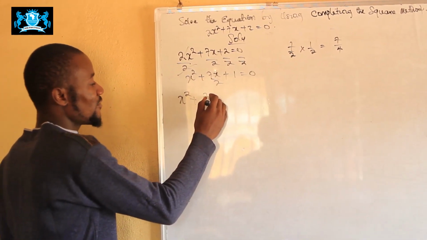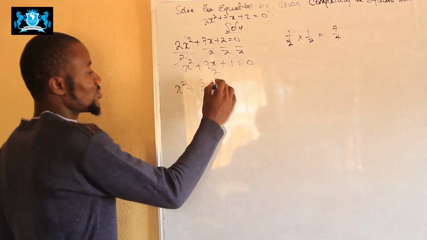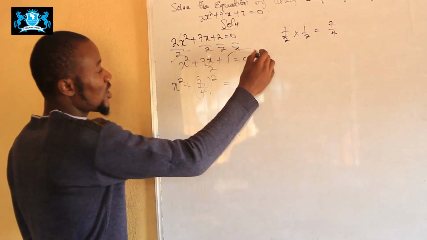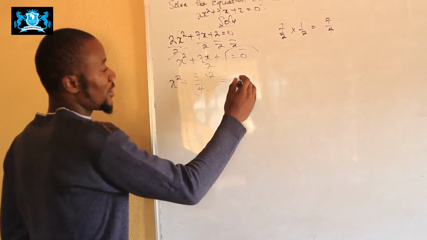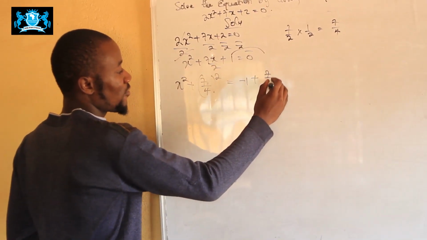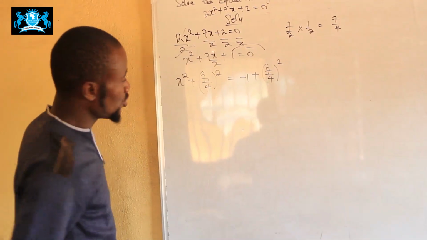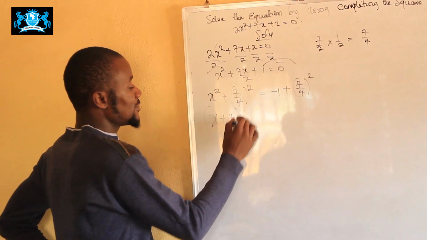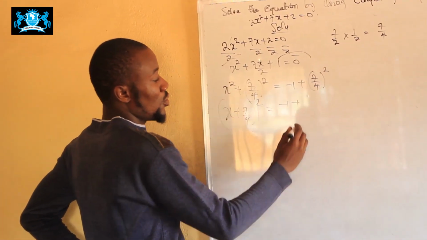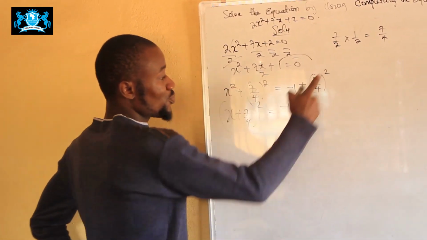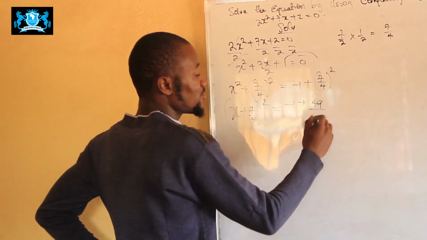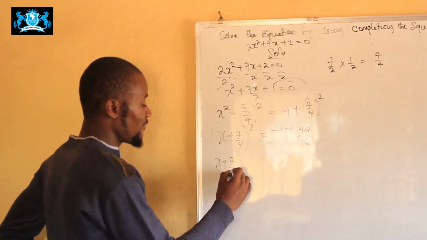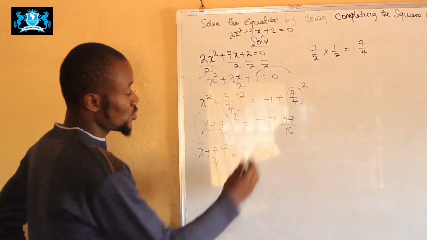You now add it to both sides: x squared plus 7 over 4 all raised to power 2 plus 1 is equal to, we have to move this one over, changing to minus 1, plus 7 over 4 all raised to power 2. So we now have x plus 7 over 4 all raised to power 2 is equal to minus 1 plus 7 raised to power 2, which is 49, over 4 raised to power 2, which is 16.